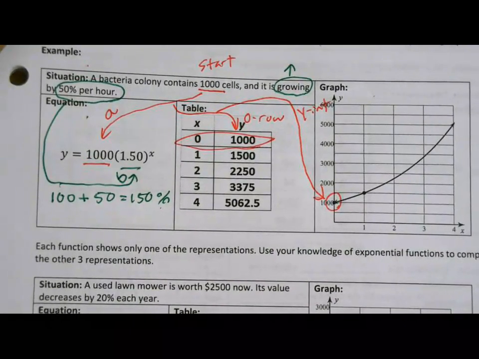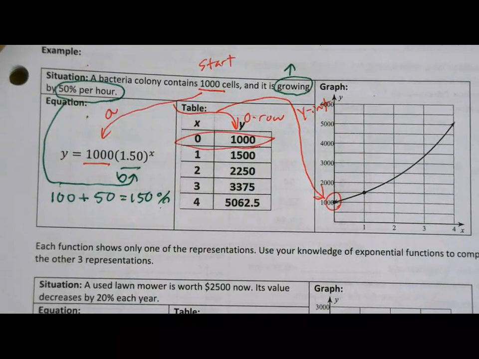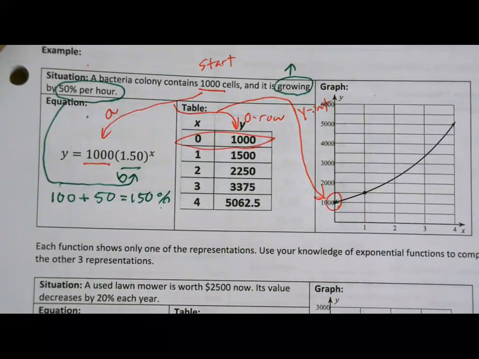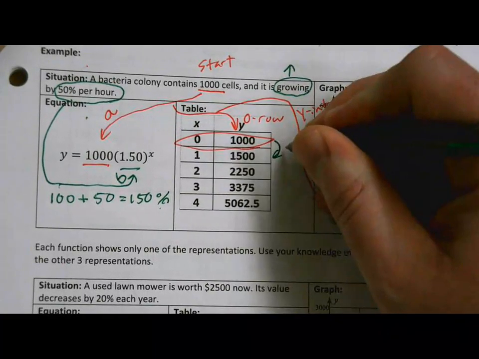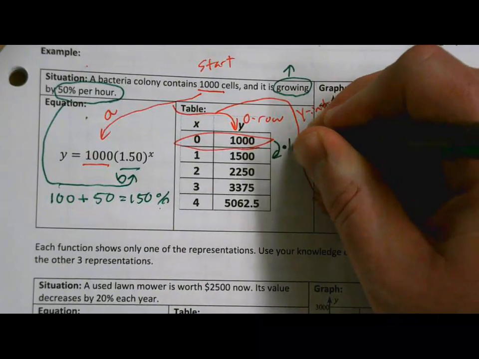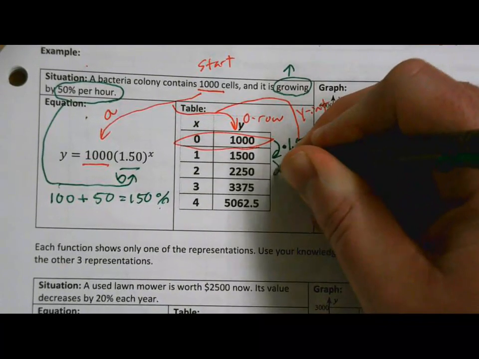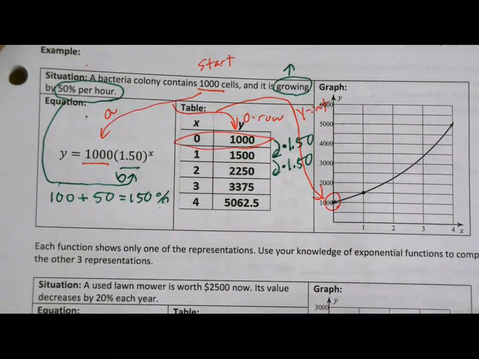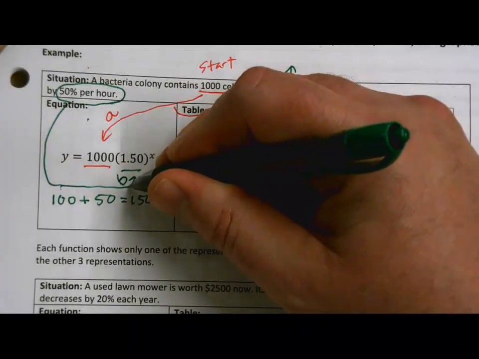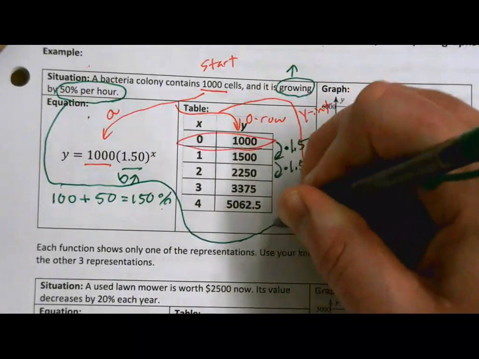Where does that 50% or the 1.5 appear in the table? It's the growth. Yeah, it's the multiplier. This is going to be our 1.50. We're going to be multiplying by 1.50. So that multiplier is coming from this also. I'm going to continue this arrow over here.